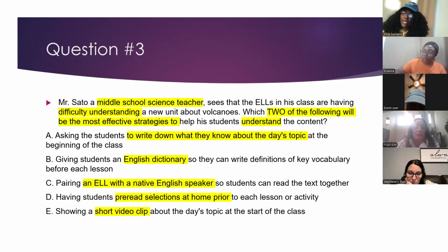E, showing a short video clip about the day's topic at the start of class. Absolutely. A short video clip. So not an entire video because that's very passive. Things that we want to stay away from: flashcards, worksheets, workbooks, all of that, long form videos, stay away from all of that. That's typically incorrect.